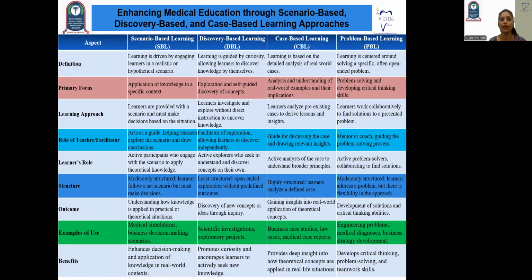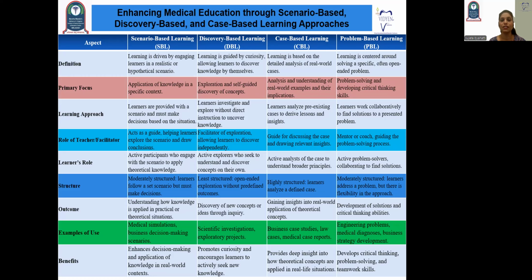Examples of where scenario-based learning can be used are medical simulations and business decision-making scenarios. Discovery-based learning suits scientific investigations and exploratory projects. Case-based learning uses business case studies, law cases, and medical case reports. And problem-based learning can be utilized for engineering problems, medical diagnosis, and business strategy development.